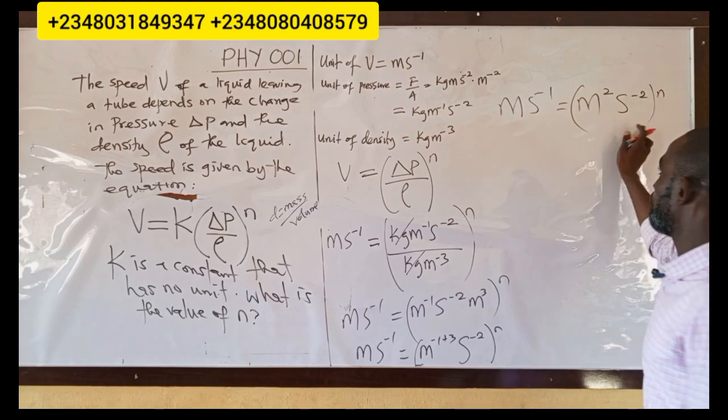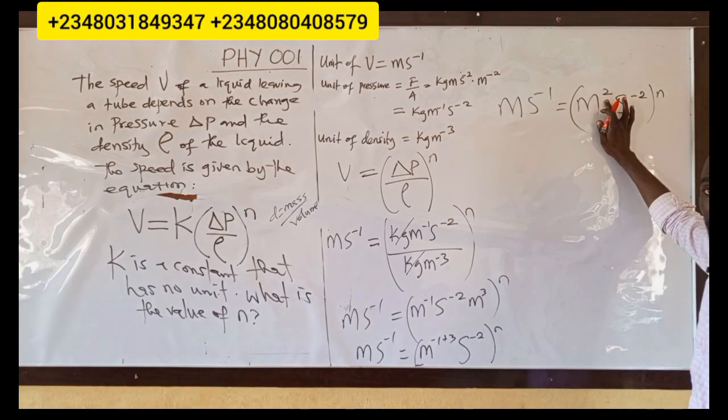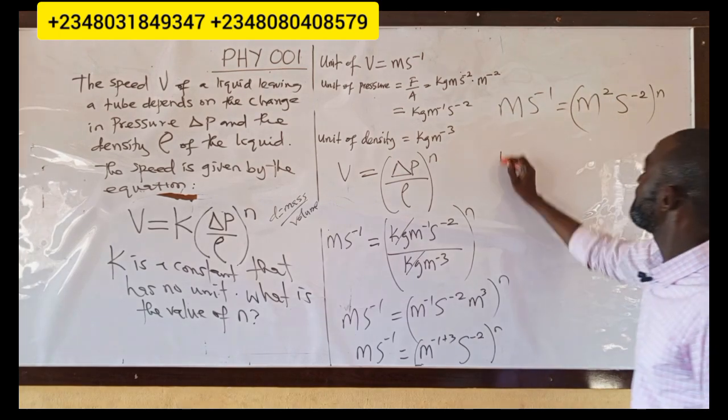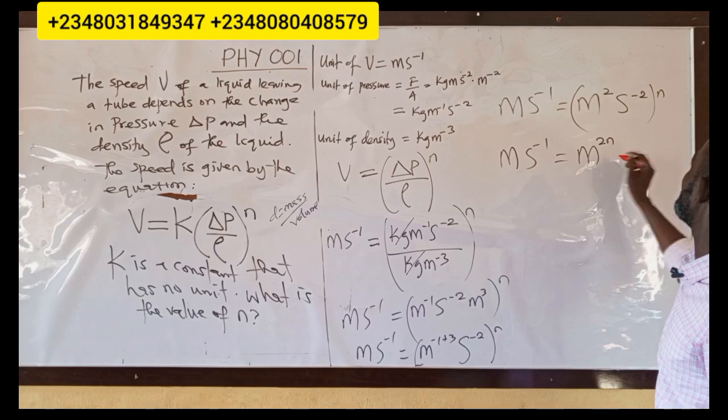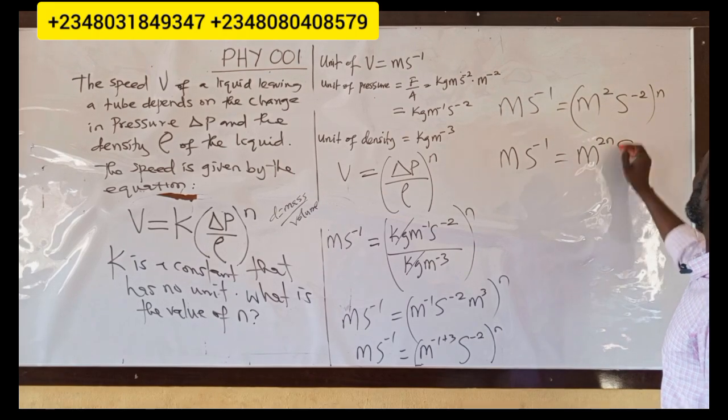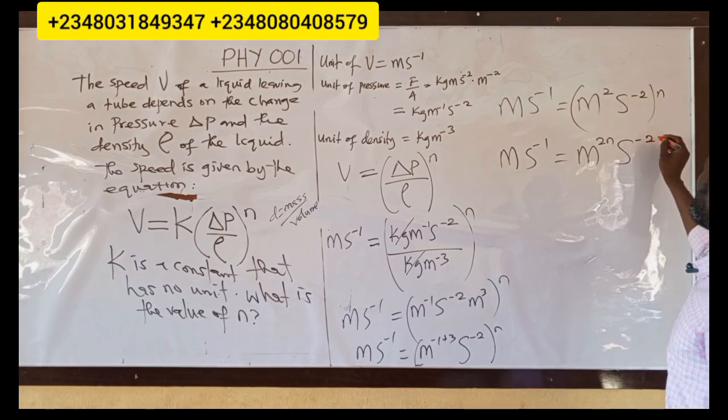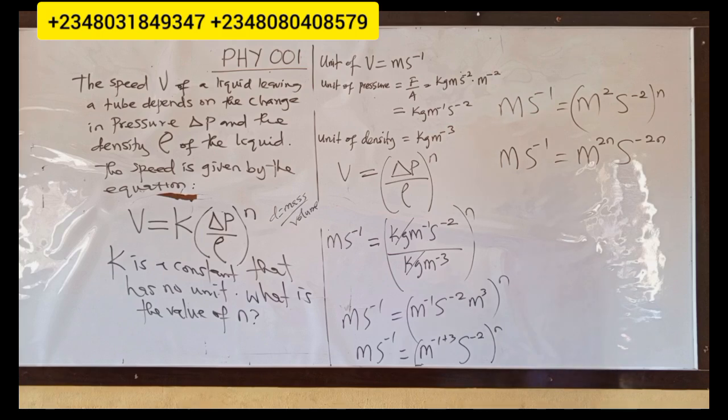I told you, love indices. This m will affect this, and this m also affects this. Now m to the minus 1 equals m to the 2n, n times 2, 2n. And minus 2 times n is minus 2n. So I can now take any one that I like and compare and contrast.